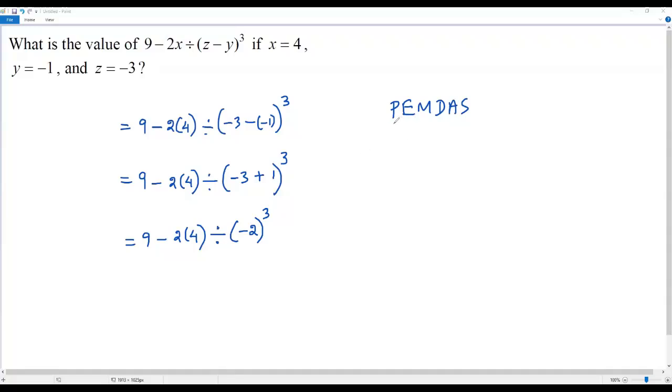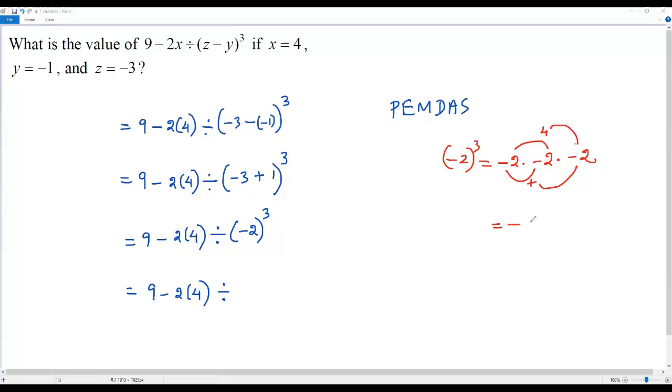Next, what do we have to do? After P, we have E. E means exponent. Here we have exponent 3. So we have to evaluate this power, negative 2 to the third power. So 9 negative 2 times 4 divided by, now I have to evaluate this negative 2 whole cube. How can I evaluate the value of negative 2 whole cube? Negative 2 whole cube means I have to write this negative 2 three times and multiply them. Negative times negative will become positive, positive times negative will become negative. 2 times 2 is 4, 4 times 2 is 8. So the evaluation of negative 2 whole cube is negative 8. So I can write negative 8 over here.